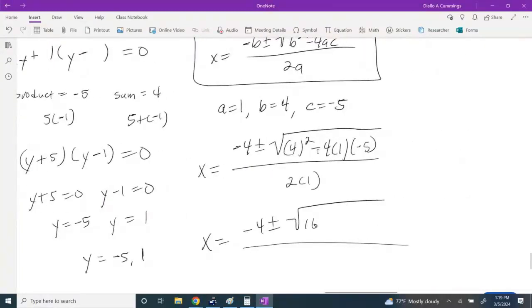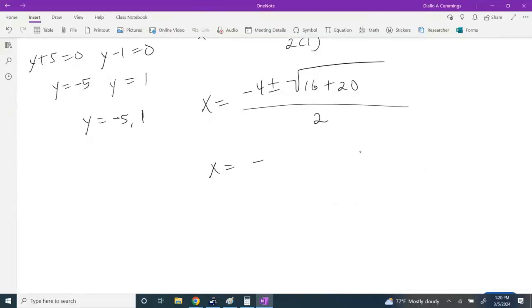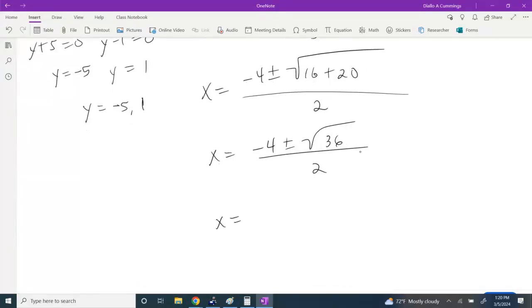Next, we're going to multiply. -4 times 1 is -4. -4 times -5 is +20. Divided by 2. All right, so we're going to keep simplifying the innermost parentheses. So 16 plus 20 is 36. The square root of 36 is 6.